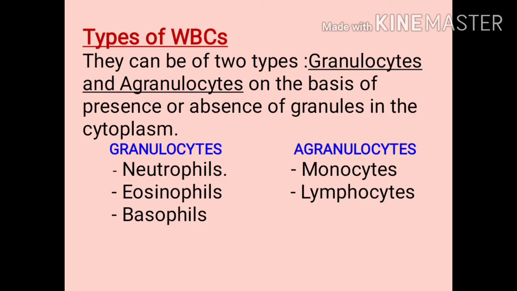Let's see types of WBCs. They can be of two types, granulocytes and agranulocytes, depending on the presence or absence of granules in the cytoplasm. Among granulocytes, we have neutrophils, eosinophils, basophils, whereas agranulocytes include monocytes and lymphocytes.